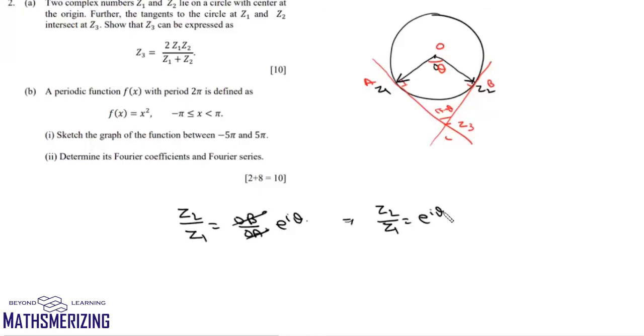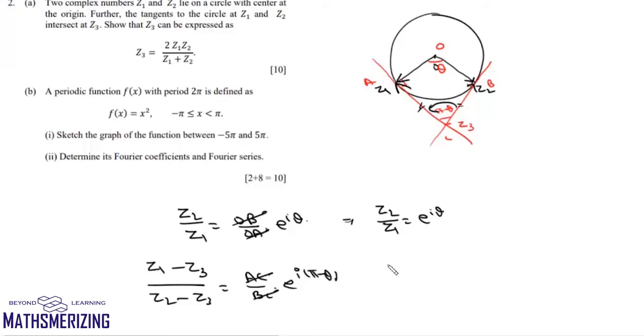Now we'll write rotation for these two vectors. So we'll rotate BC to form AC. So we'll get z1 minus z3 upon z2 minus z3, and it'll be equal to AC upon BC and then angle between them, e to the power iota pi minus theta. Now length of tangents, it is same. So AC is equal to BC.